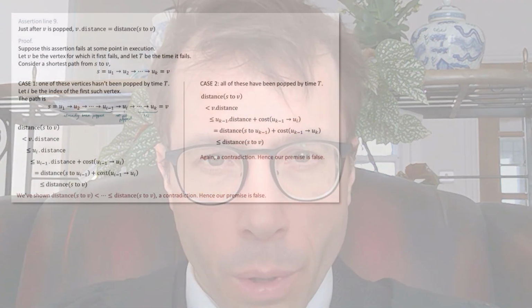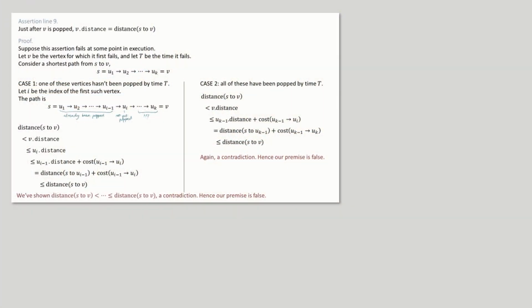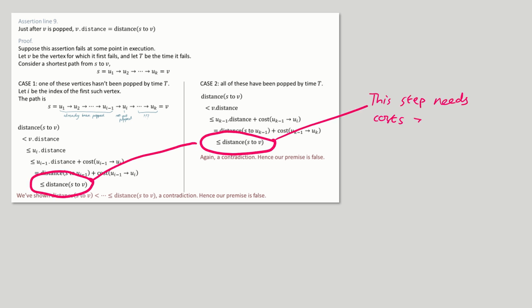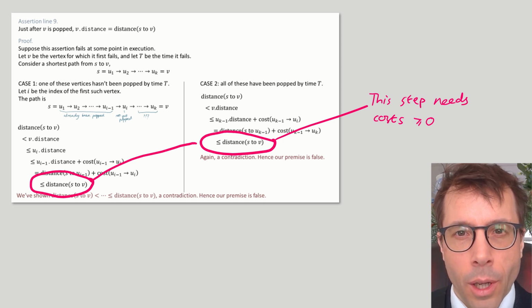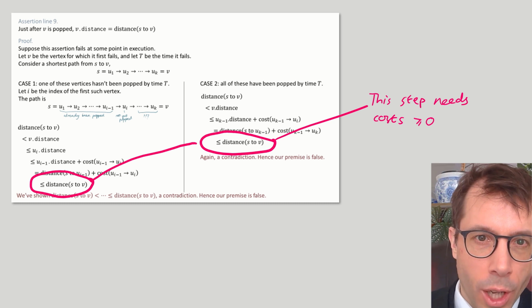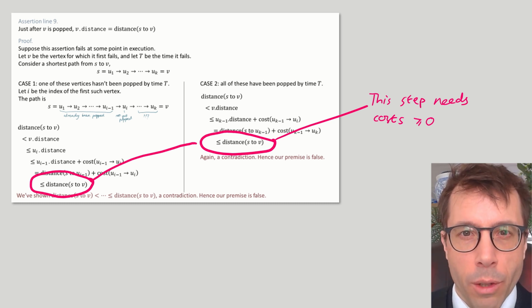Let's talk about the proof first. Here's the proof again for the assertion on line 9 with both cases written out fully. And if you put on your hacker hat and look for a vulnerability, this is where it is. This step does not work if there are some negative costs. And then, if this step fails, assertion 9 can fail, and then all the rest of the proof unravels.